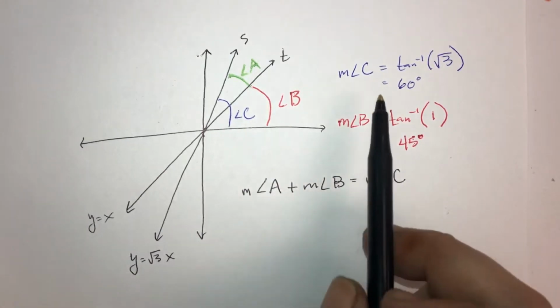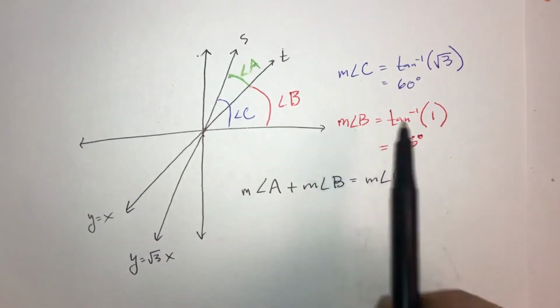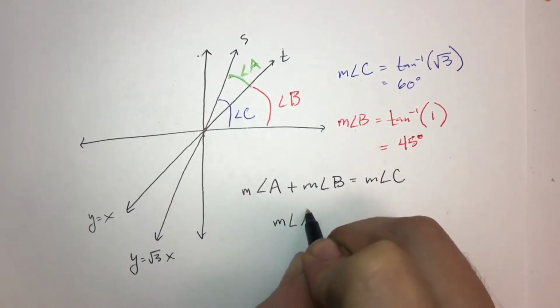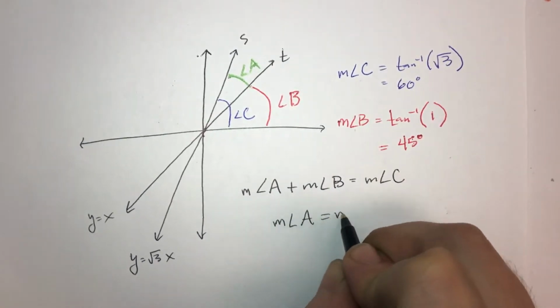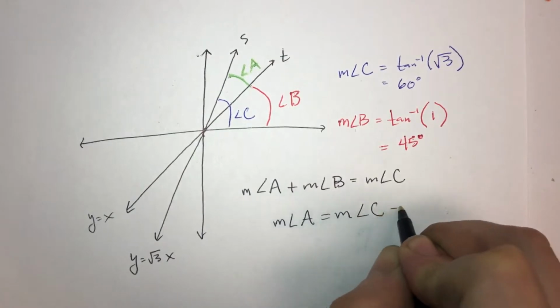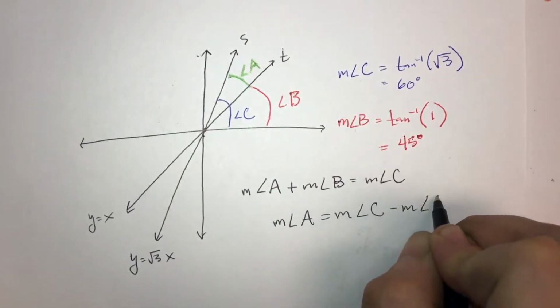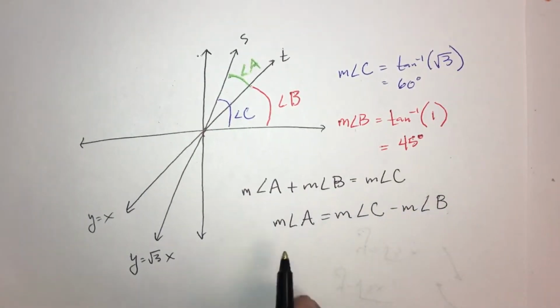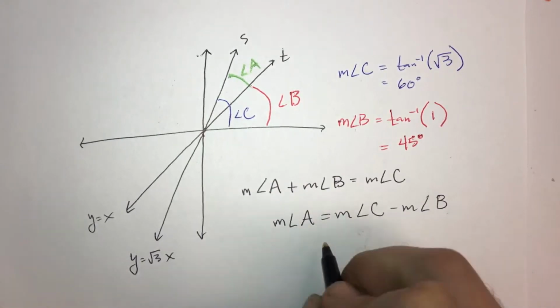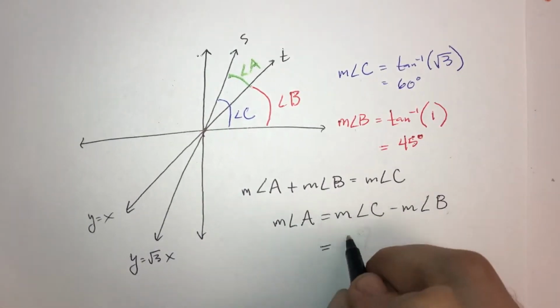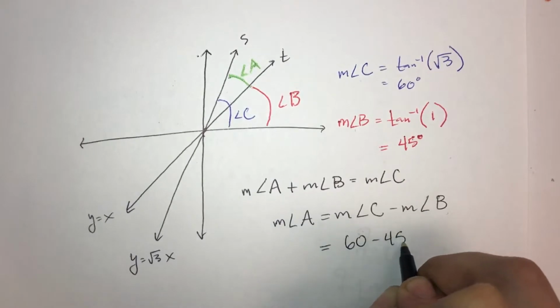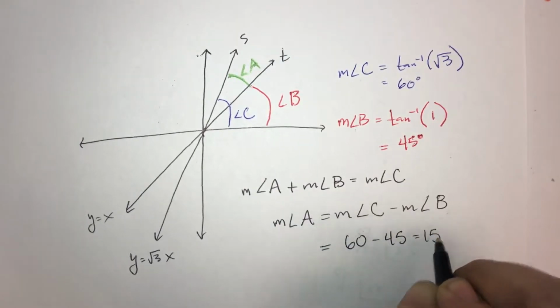So then I know the measure of angle C and I know the measure of angle B. Using the subtraction property of equality, I can say that the measure of angle A is the measure of angle C minus the measure of angle B. And so then the measure of angle A is 60 minus 45, which is 15.